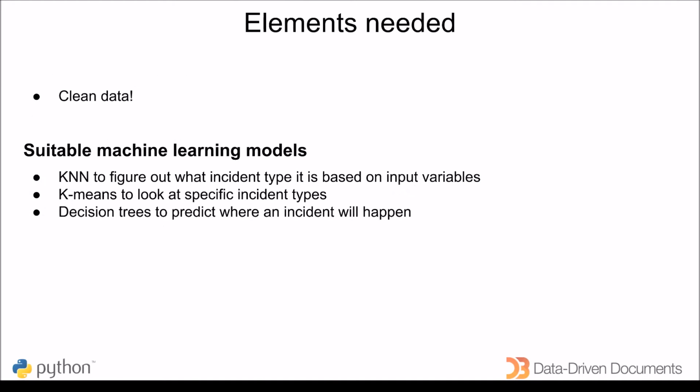Now we'll go over the elements we need to finish this project. First of all, we want clean data, meaning data without corrupt values or missing values, or values that we don't really need for anything. Then we have tried to come up with some suitable machine learning models. We'll try to use KNN, k-means, and decision trees to answer the when, why, and where questions that we stated before.